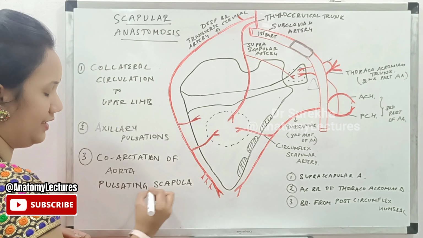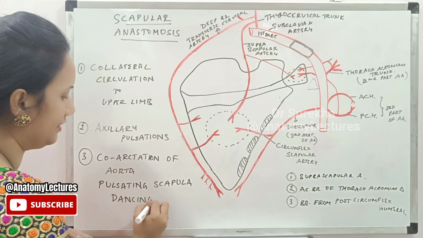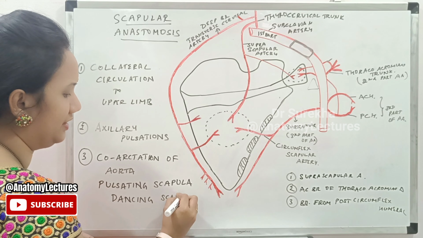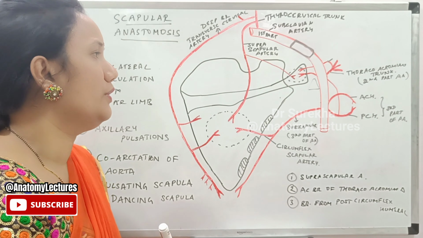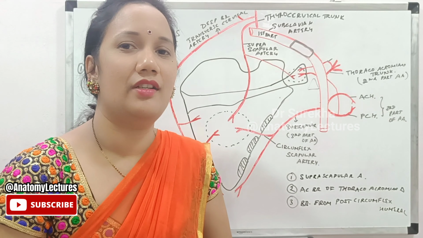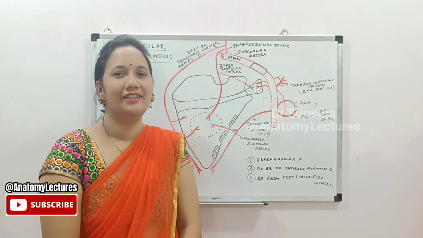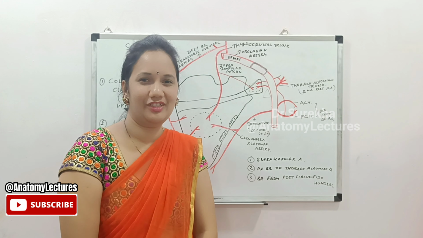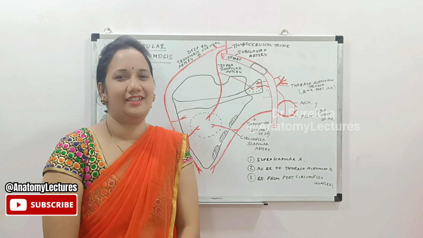So this is also called pulsatile scapula, and sometimes it is also referred to as dancing scapula because it is moving with your heartbeat, okay. So these are all the clinical correlations of this scapular anastomosis. So with this, we complete the scapular anastomosis in total along with its anatomy and its clinical aspects.